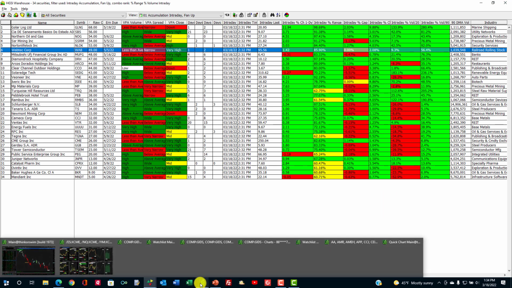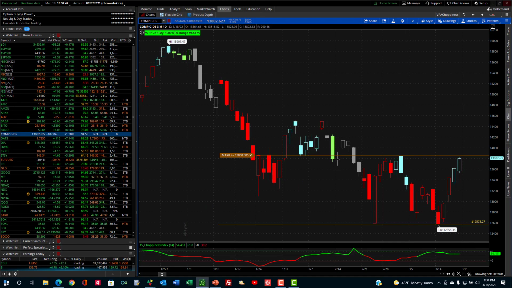Actually, let's take a look at the composite. It's still trading at 94.58% of its daily range, up 1.38%. So it's getting up here to resistance. We'll see if it can break through this time. We had a strong rally back here, and then the market got up here and it stalled. It rallied again, stalled at the same place. So there are no guarantees.